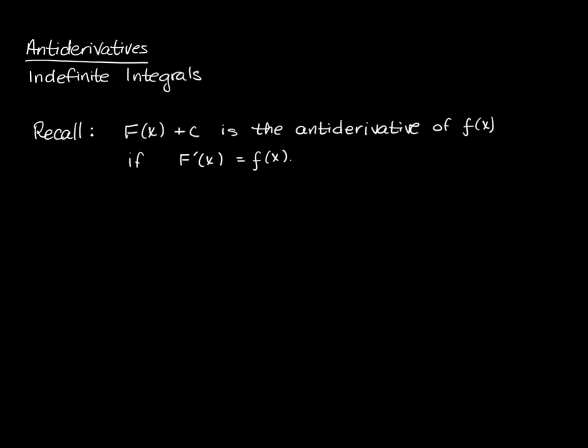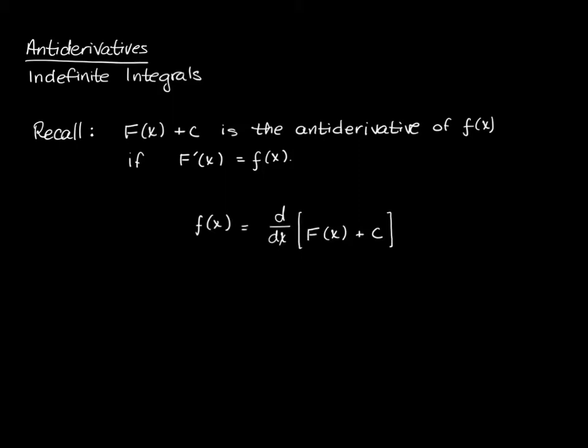We have a special notation for this thing that we call an antiderivative. Remember that we said that big F of x is the antiderivative of little f of x if the derivative of big F of x is equal to little f of x. In other words, if you differentiate big F and that gives you little f, then big F is little f's antiderivative. Here's what that looks like in writing.